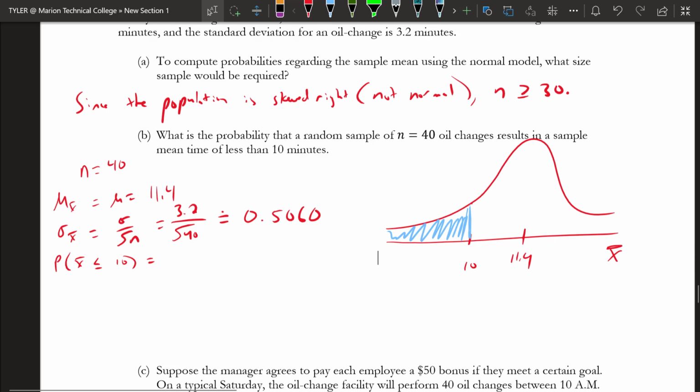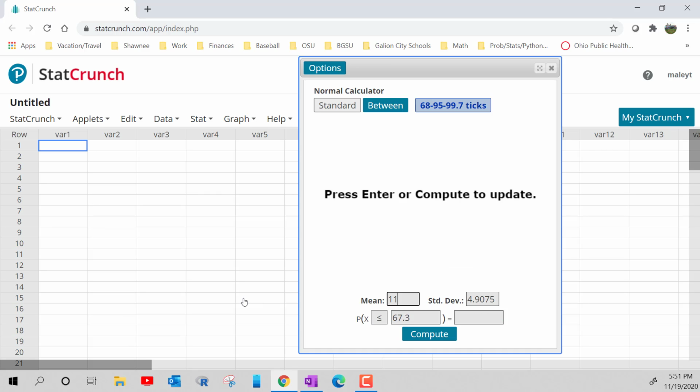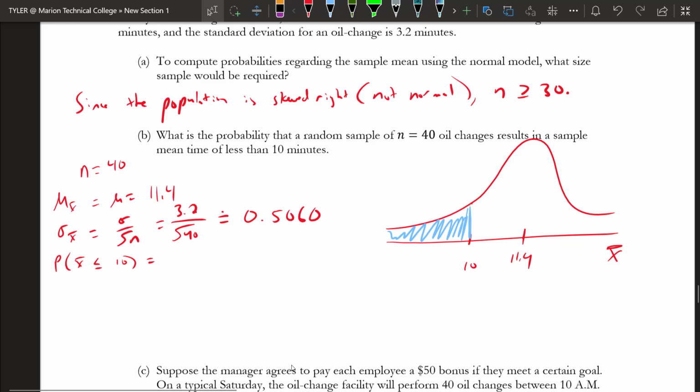Using StatCrunch, we just need to plug in my mean, plug in my standard deviation, and then probability less than 10. Hit compute, and I get that area. So it's 0.0028, right? And this, of course, is approximately 0.003, which is equal to 3 out of 1,000.